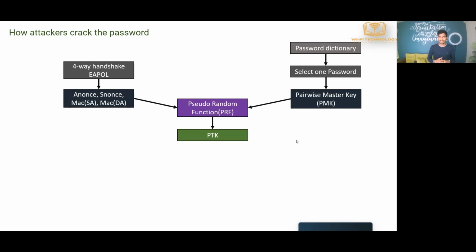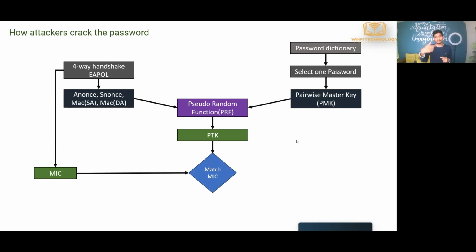Now how can we verify that the PTK is the correct one, and that the selected password is the correct password? He needs verification. For that, he will use the MIC that he gets from the captured four-way handshake. He verifies it against the MIC derived from the PTK. The PTK he generated also consists of a MIC, and if both match, that is the correct password.